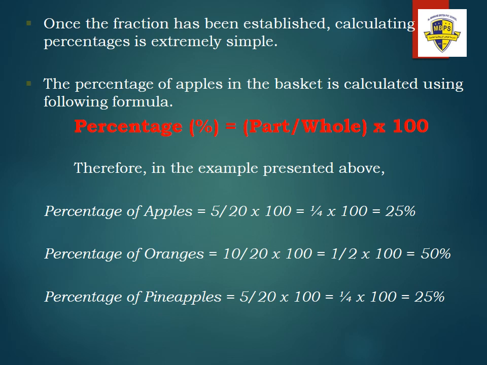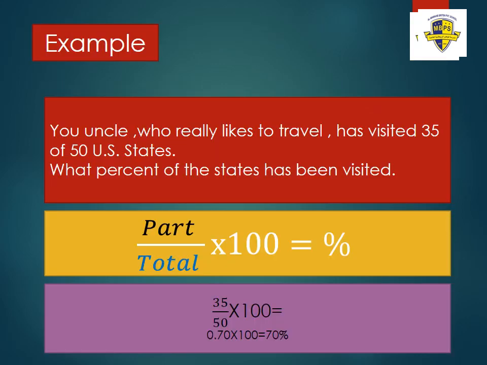Percentage of oranges equals the fraction of oranges, which is 10 over 20, multiplied by 100. This is equal to half of 100, equal to 50%. Percentage of pineapples equals 5 over 20 multiplied by 100, equal to a quarter of 100, which is equal to 25%.